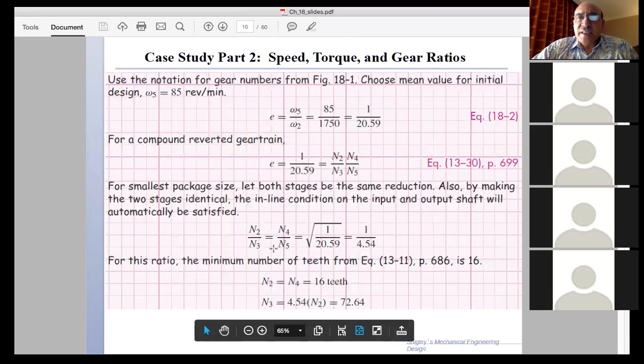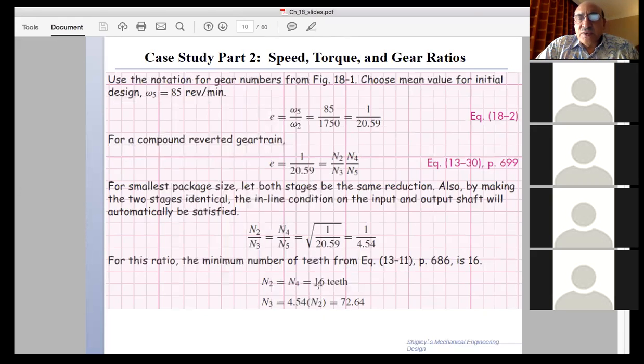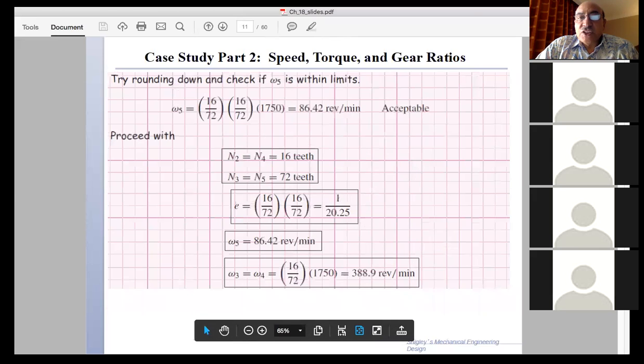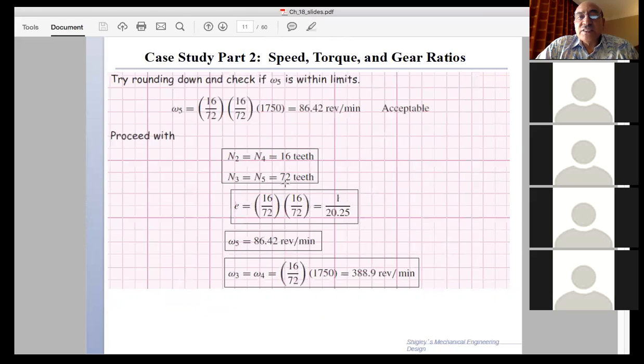And therefore, we take the smallest gears that are coming in, the N2, to be 16, and the N4 also to be 16. And based on this ratio, N3 and N5 would be 72. So that determines the number of teeth: 2 and 4 are 16, 3 and 5 will be 72.